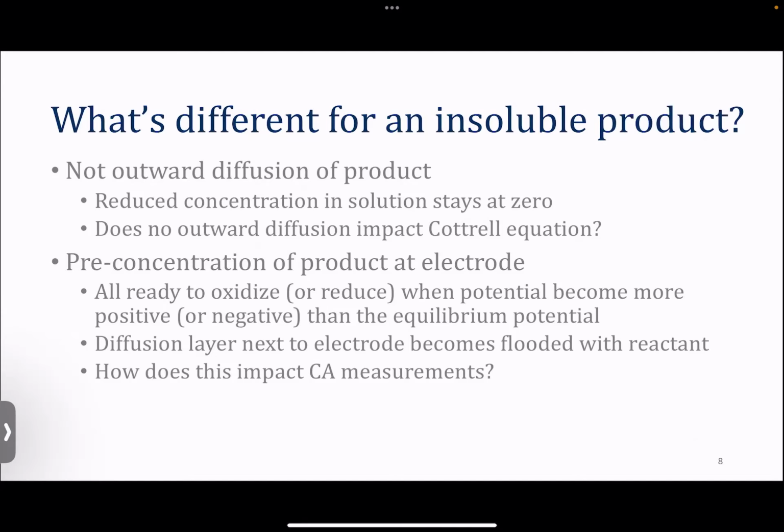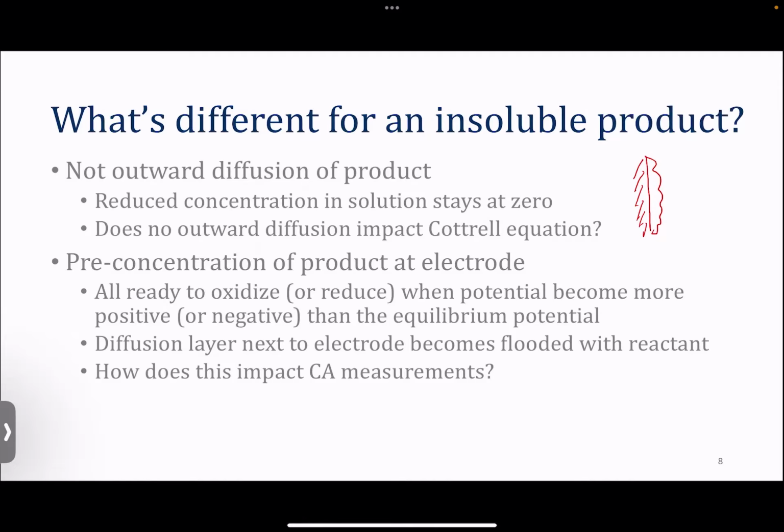But for now, we're just going to focus on the pre-concentration of the product at the electrode. And what I mean by that is that when you have an electrode, indicated here by this striped line, when the product is insoluble, it builds up on the surface here. And so you have a bunch of product just pre-concentrated right at that surface of your electrode. And it's all ready, waiting to oxidize or reduce when the potential becomes more positive or negative than the equilibrium potential.